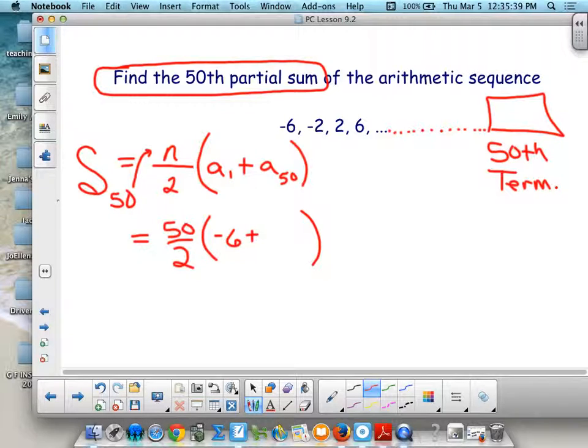That's the easy part, isn't it? I'm going to add 50 numbers. Cut it in half. The first term is -6. The last term, the 50th term of that sequence is, and here's the problem. You don't know it. That's why this problem got harder on you. So how do you find the 50th term without writing 50 terms?